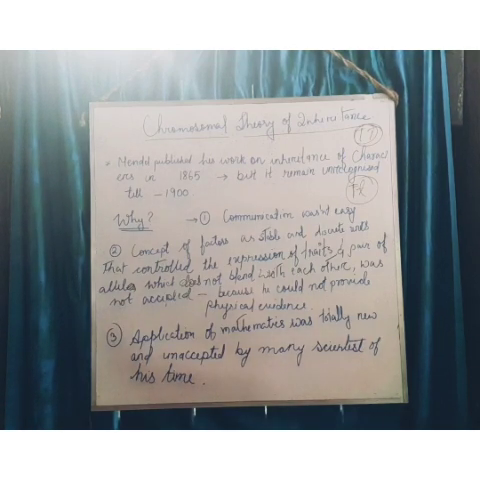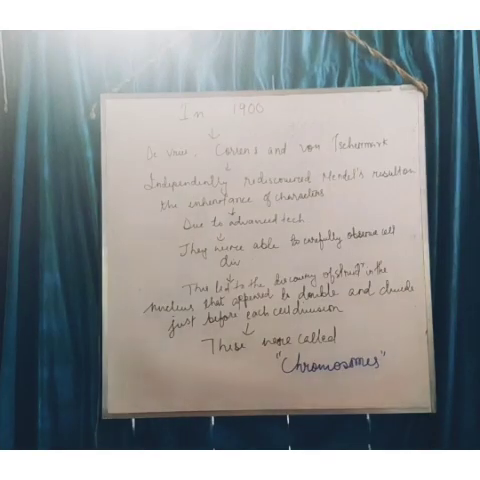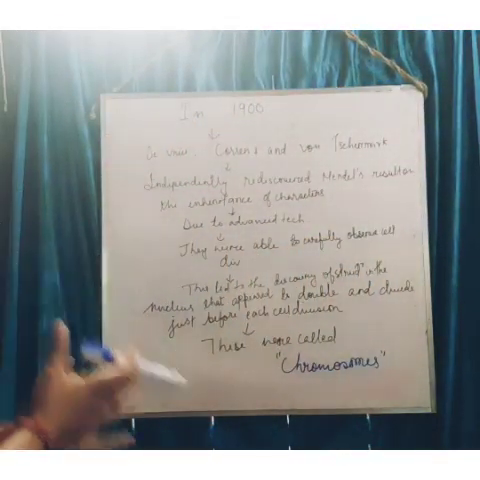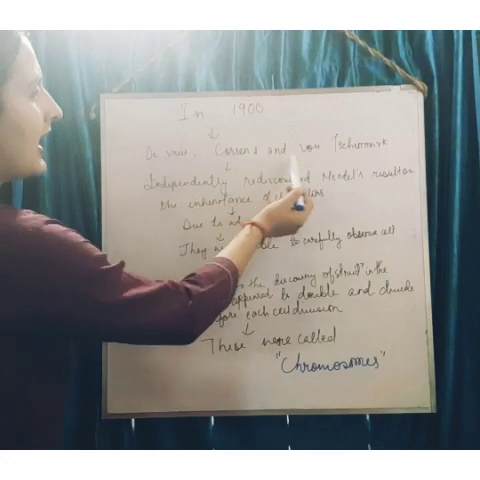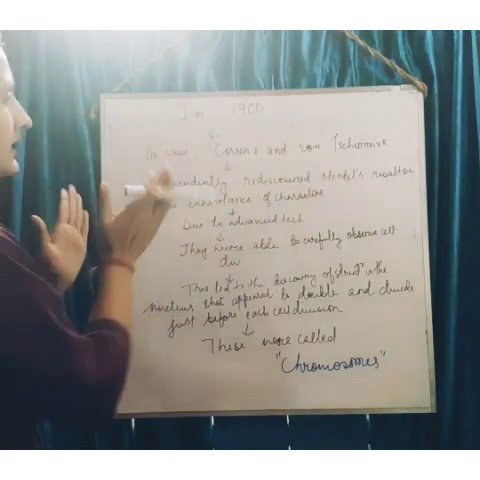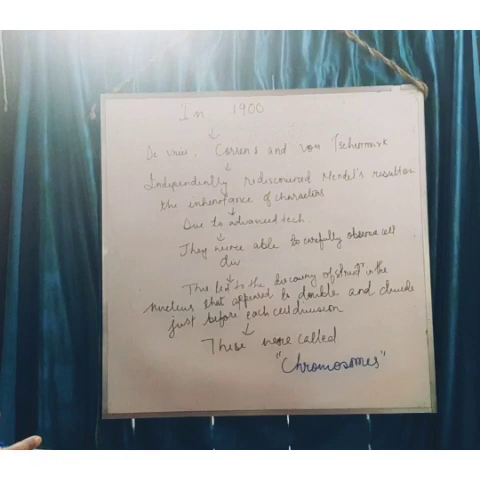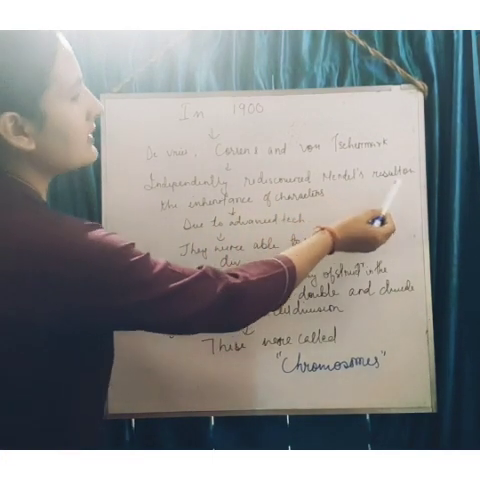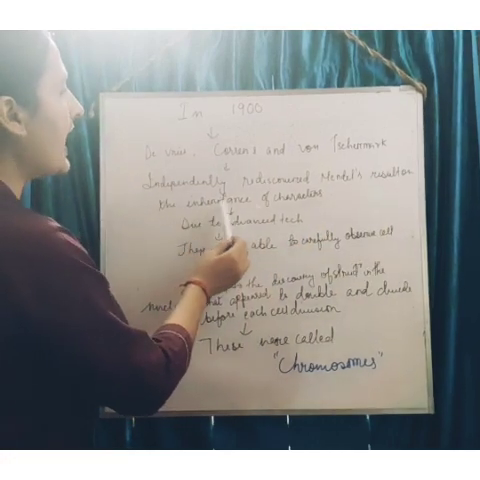I hope that this is clear, the reason behind the non-recognition of Mendel's work, though it was published in 1865. Then what happens in 1900? In 1900, three scientists, De Vries, Correns and von Tschermak, independently rediscovered Mendel's results on the inheritance of character.